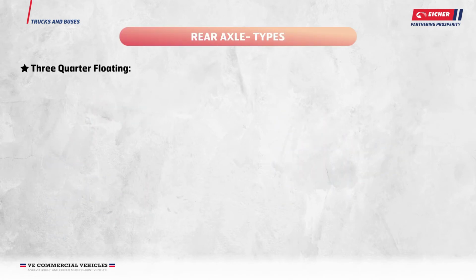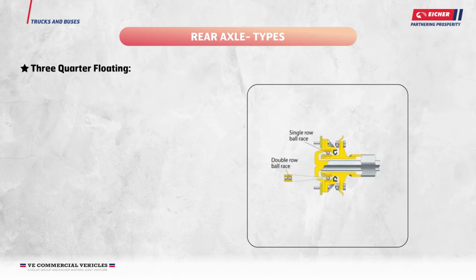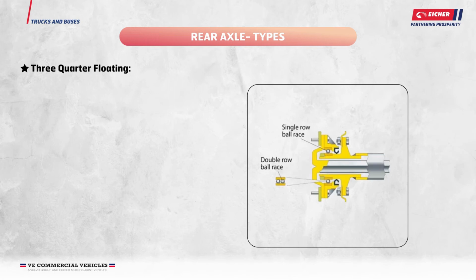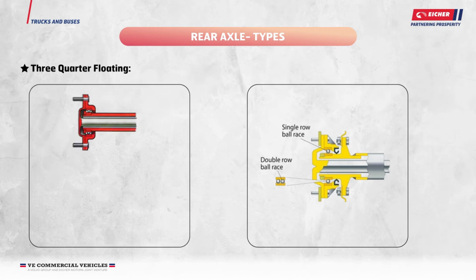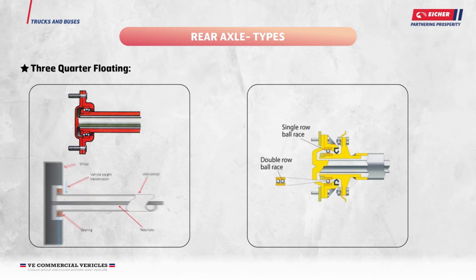Three-quarter floating axles. In this type of axle, the wheel hub is supported by a single bearing located in the center of the wheel hub. The wheel hub runs on the axle housing. The axle shaft is keyed rigidly to the wheel hub. This arrangement provides the driving connection and maintains the alignment of the wheel.